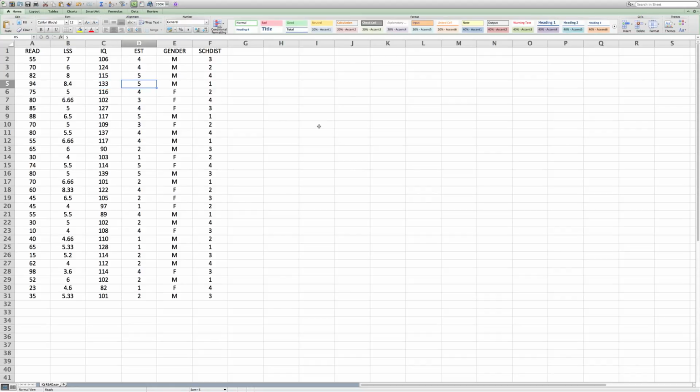EST is a self-assessment. This is where the student estimated their own reading level. Guys, obviously gender is one of our first categorical variables. And over here, they actually got a school district.